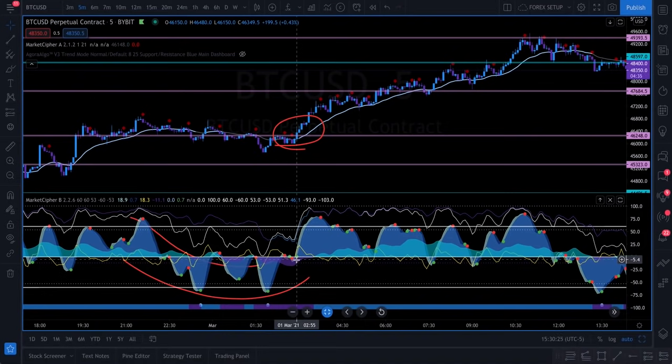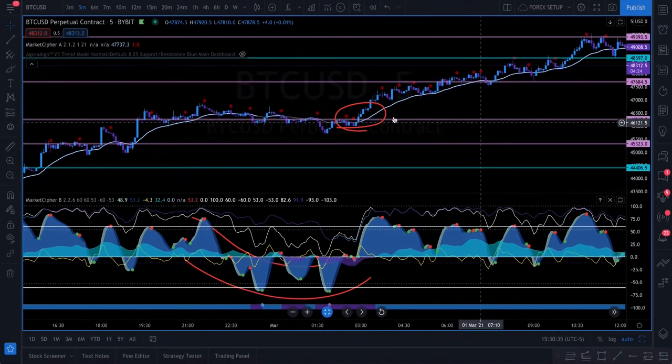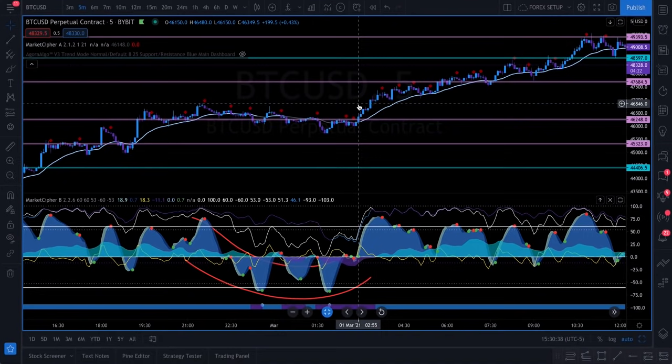And if you didn't want to enter here because you were too concerned, you didn't have enough confirmation, you could have entered right here after the money flow already crossed into the blue and you got this next trigger wave. That still would have been a really great trade. Now I want to highlight something to you guys. This is very important, okay?